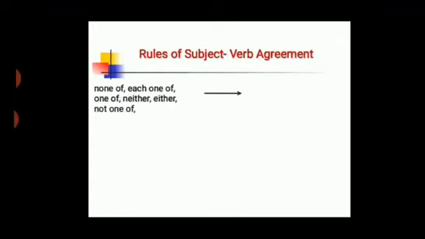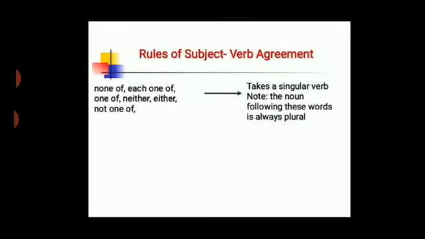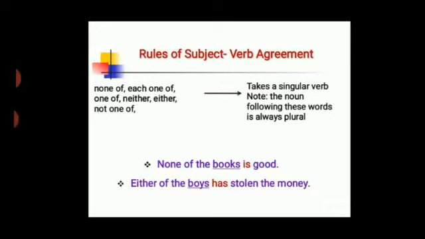None of, each one of, neither, either, not one of take a singular verb. Please note, the noun following these words is always plural. For example, none of the books is good. Either of the boys has stolen the money. One of the children was absent yesterday.